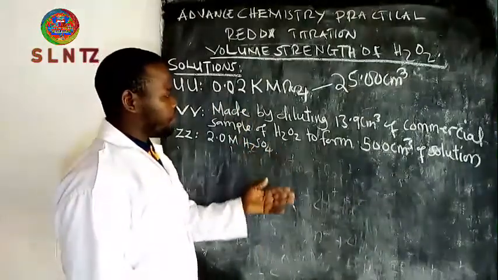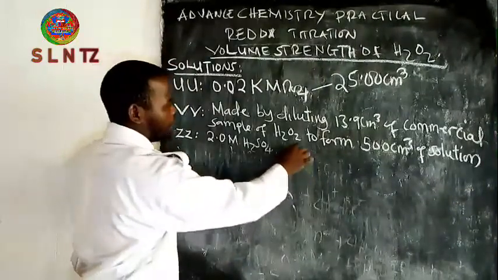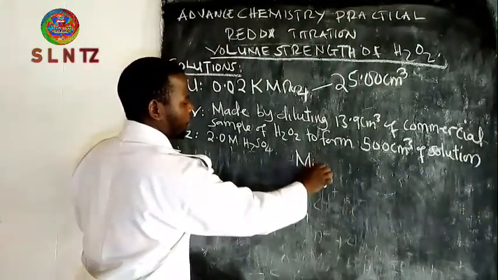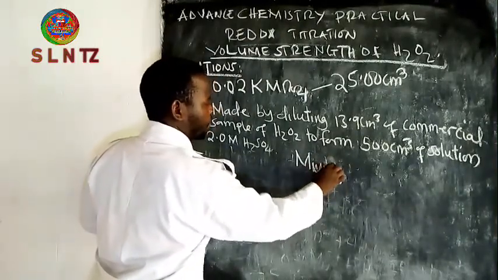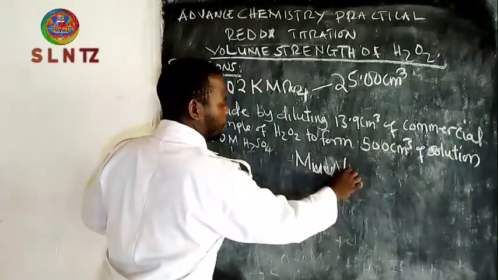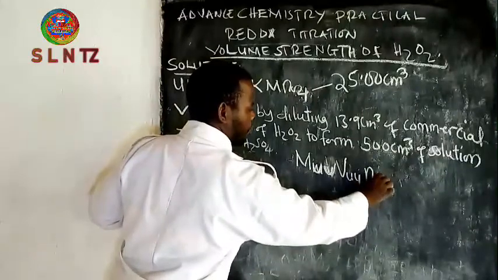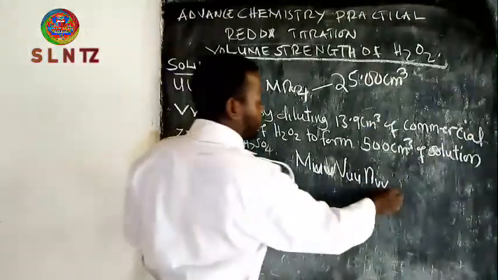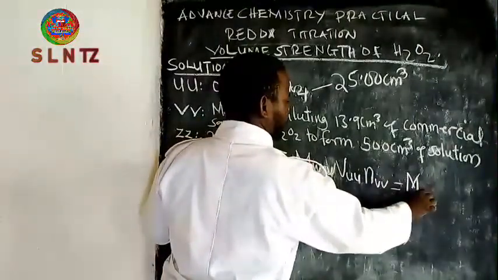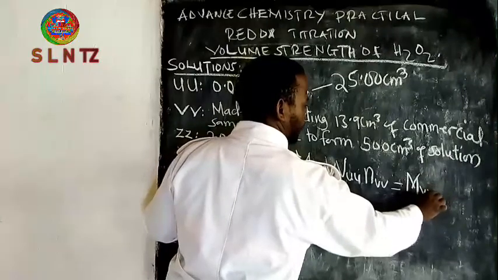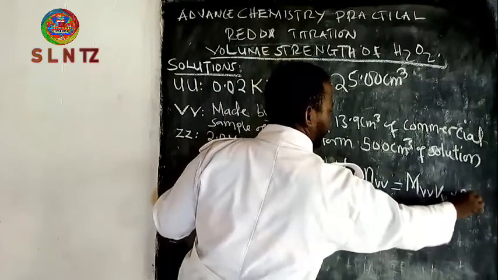And after calculating by using the molar ratio formula, our formula will be: molarity of U, volume of W, times N double V, is equal to molarity of double V, volume of double V, times W.